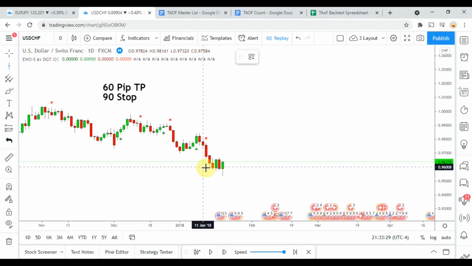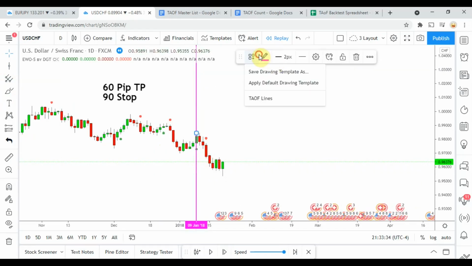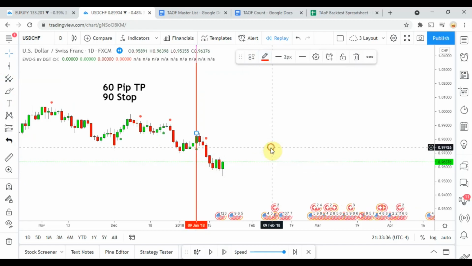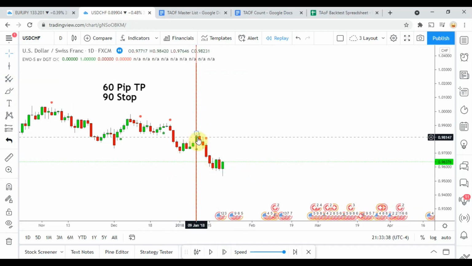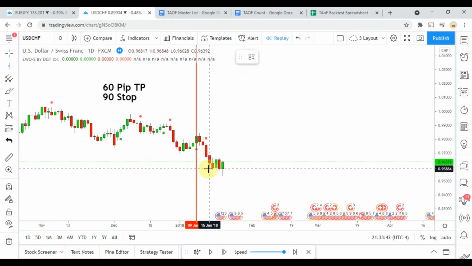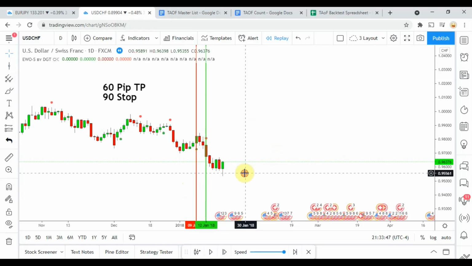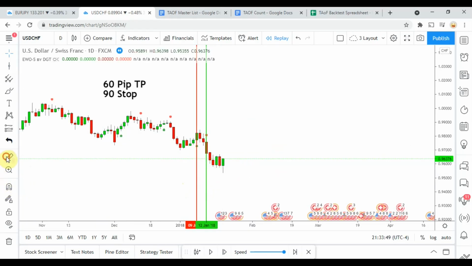So it looks like we pick up our first signal right there. It's going to be a long signal. And pretty quickly, we can see that price reverses on us, continues downward, and stops us out. Pick up a short signal right here on this side. It does appear as though that one is going to get us to take profit. Yes, it does.